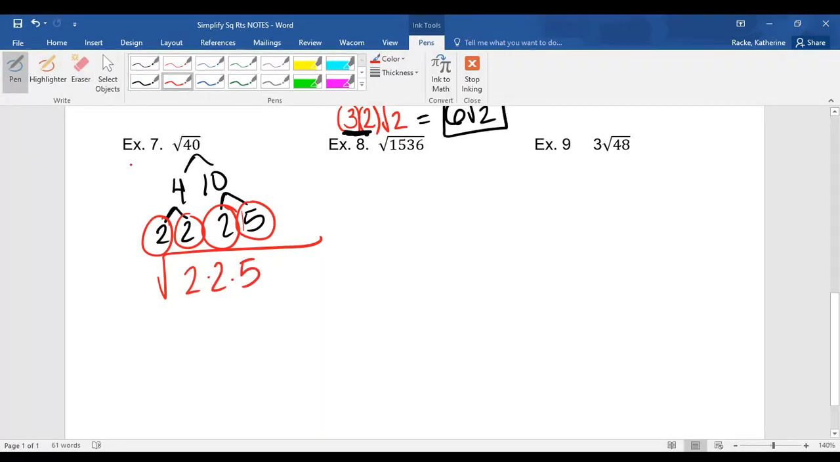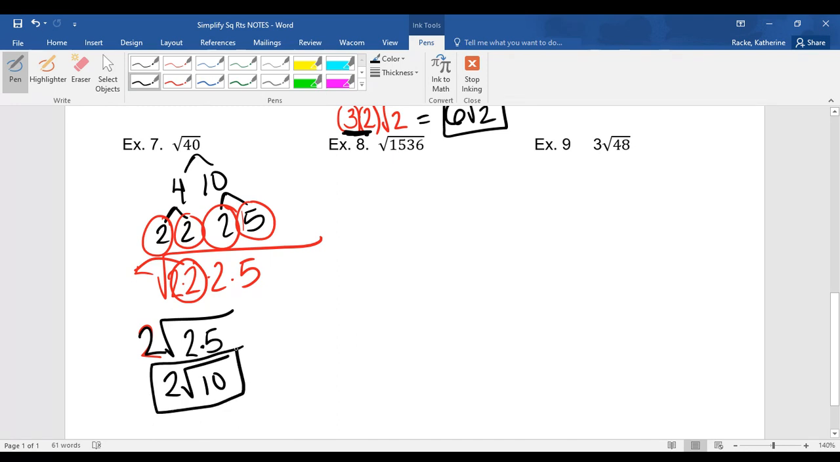Forgot a 2. Just put it in the front. So 3 2s and a 5. Looking for a group of 2. There's 1 right there. Okay, I can't do anything with my 2 and 5 because I don't have a pair of those. So my group of 2s is coming on the outside to give me 2. And I still have 2 times 5 left on the inside, so I'm going to need to go ahead and multiply those. So 2 times 5 is going to give me 10, and that would be your final answer.